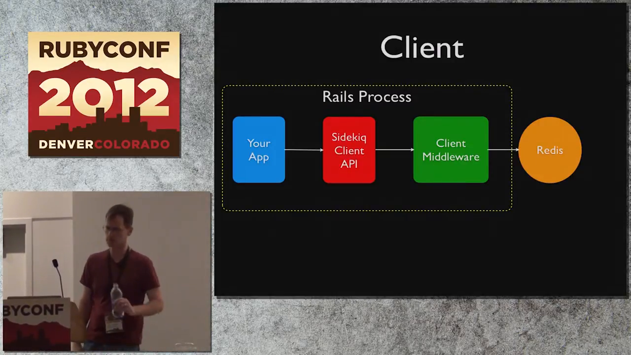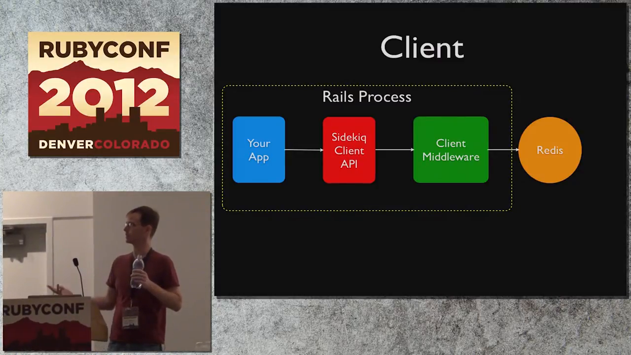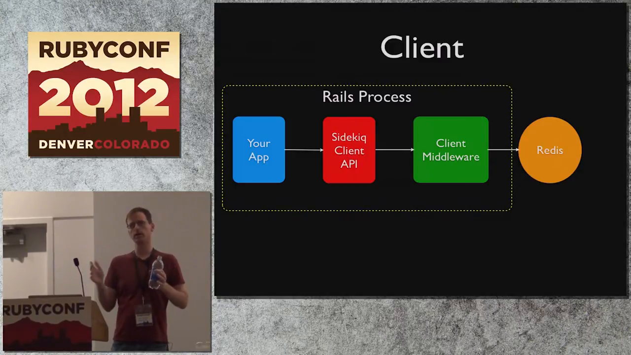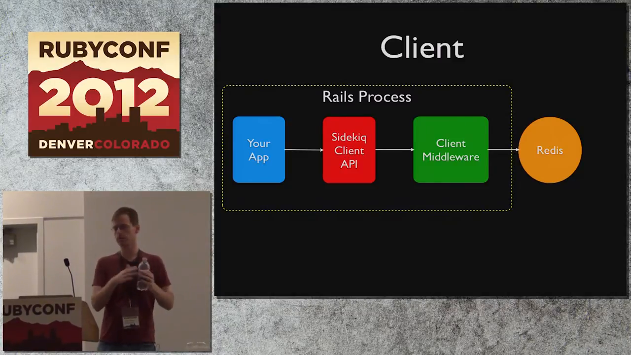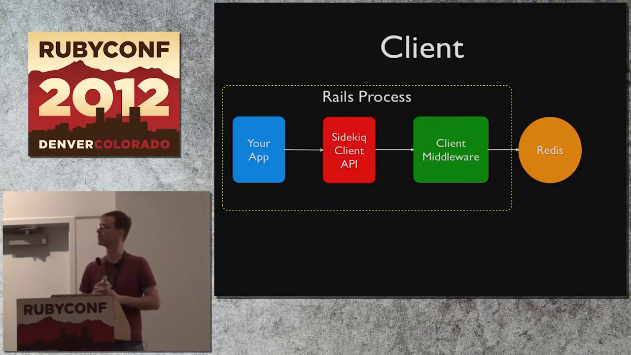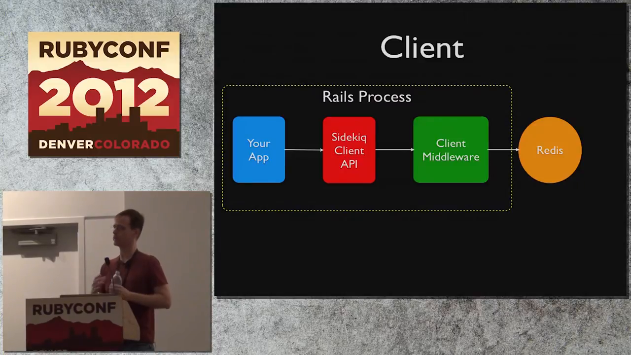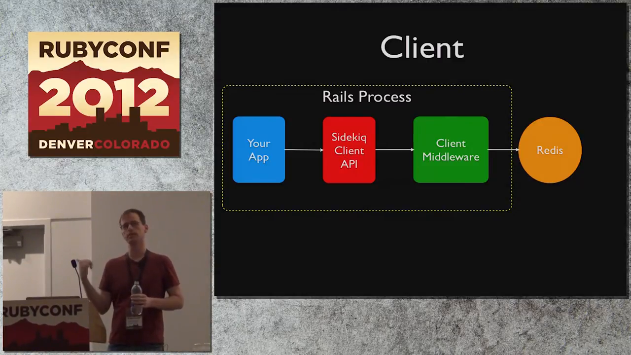So Sidekick internals, the client. We've got your Rails process with your app code. You call the Sidekick client API. Sidekick has a concept of middleware. There's a pipeline that messages flow through from your code before they're pushed onto Redis. In the same way that Rack middleware allows us to add features to Rails, this allows you to add features to Sidekick. So there's a client middleware pipeline which is executed, and then once it flows through the middleware, it's serialized into JSON and placed into Redis.